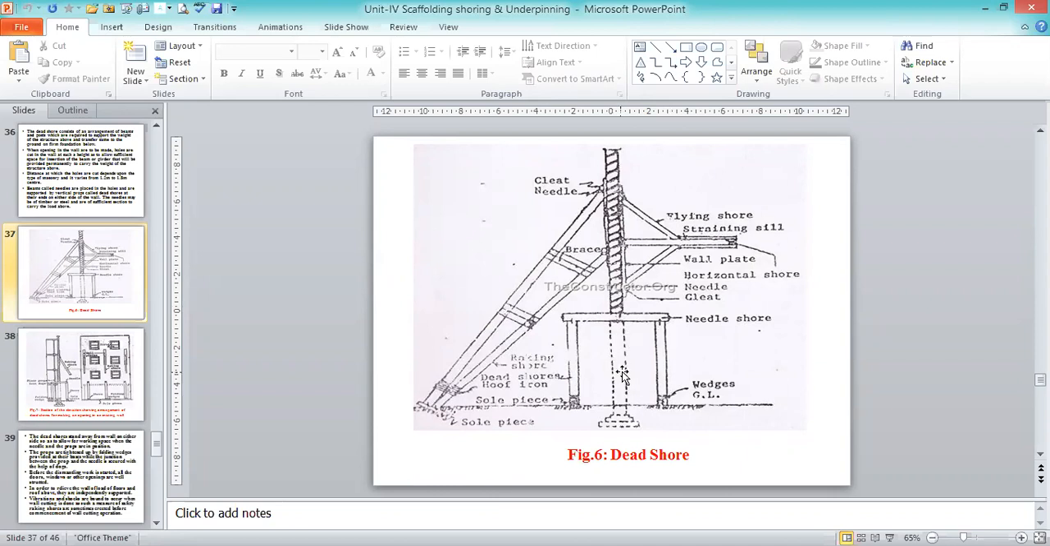So we call it a defective wall or defective foundation, and then we insert the new one. If you dig below the wall, the superstructure will automatically be disturbed. That's why we provide the flying shore, the horizontal shores, and the raking sill, so that nothing is disturbed while you excavate and carry out repair work below the wall. That's why we call it dead shore.